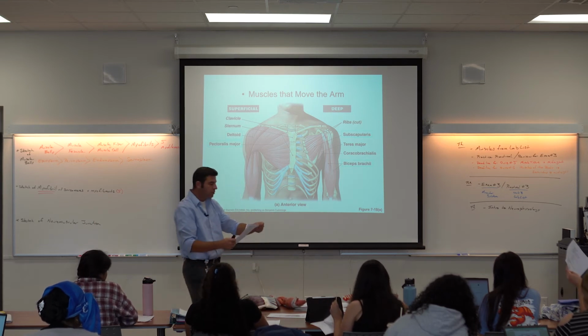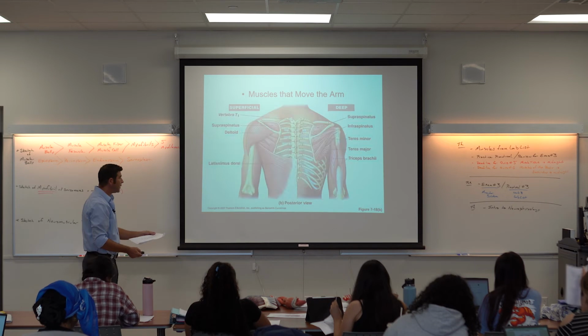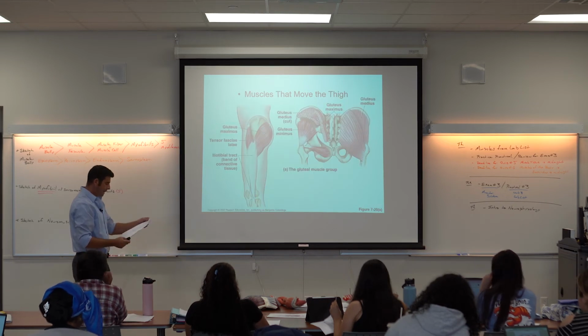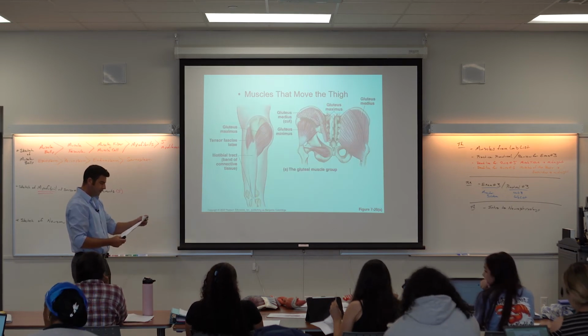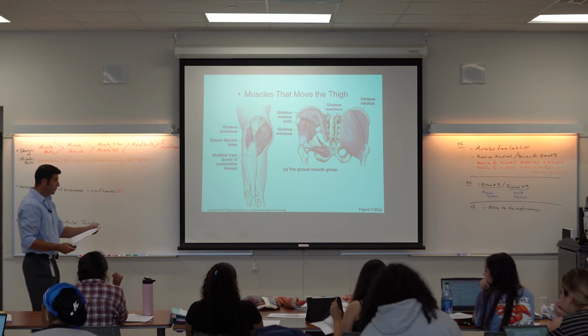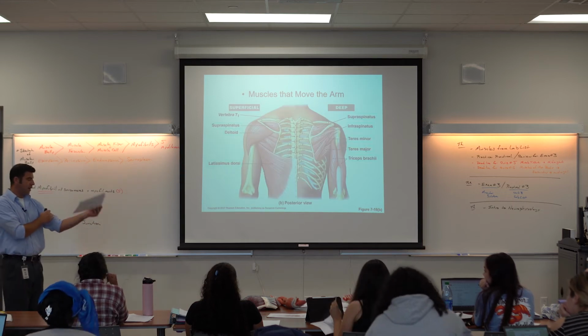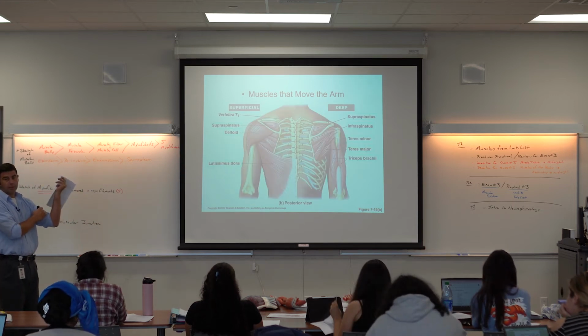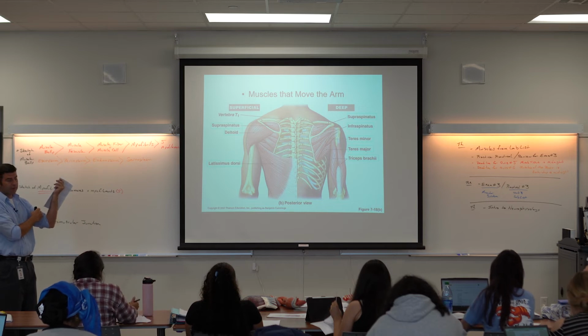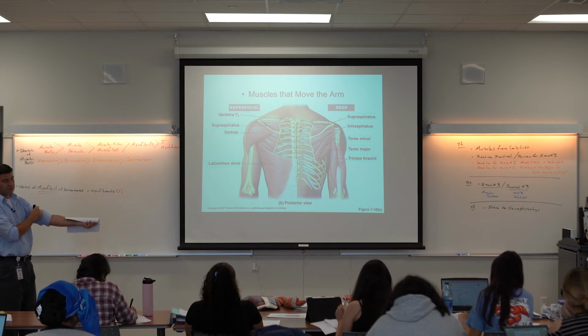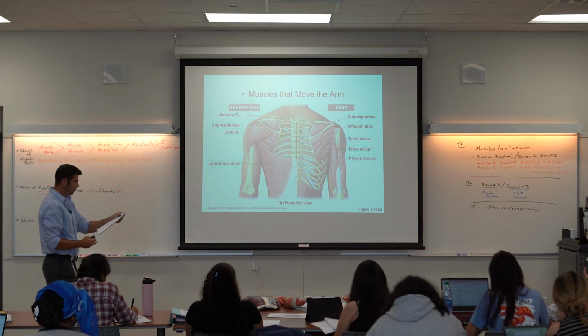Now we're down into muscles that move the thigh and the leg. I have a question. Yes. So you said the biceps brachii, they do what? Biceps brachii flexes the forearm. Triceps brachii extends the forearm.